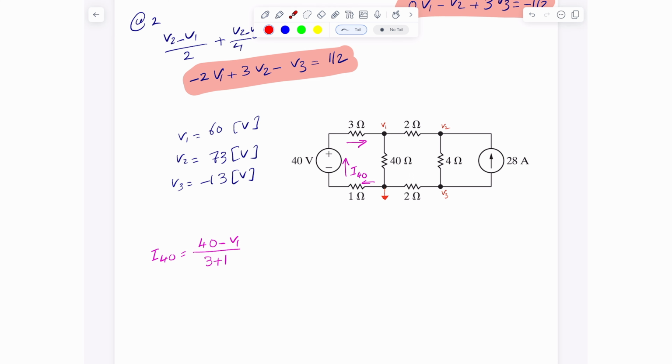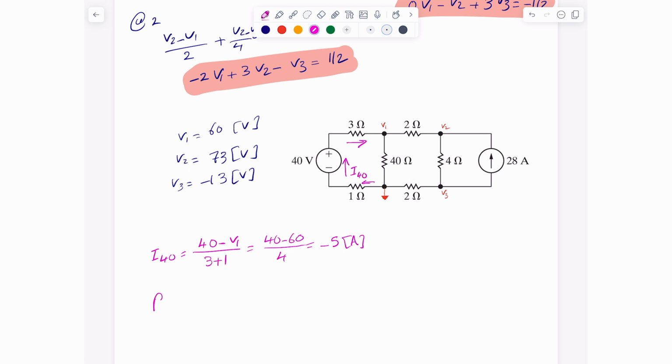Okay, so let me just repeat. This I40 is the same as this, the same as that. So what I can do is combine the 1 and the 3 together in here. That will be the 4. And then if I want the current going through that, it's just simply whatever voltage I have, which is 40 compared to the reference, minus V1, divided by 3 plus 1, which I know what V1 is. 40 minus 60 divided by 4 is just simply negative 5, and the units are in ohms, so this must be in amps. So that's negative 5 amps, which means my assumption that the I40 is going that way is wrong, but anyway, we'll keep it that way.